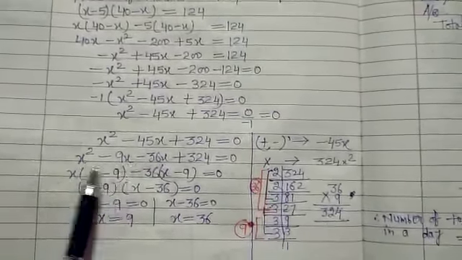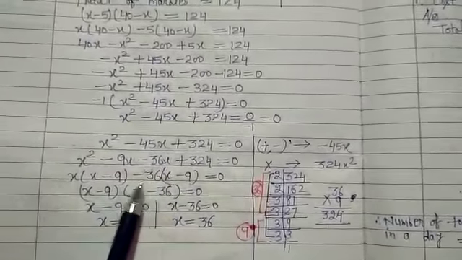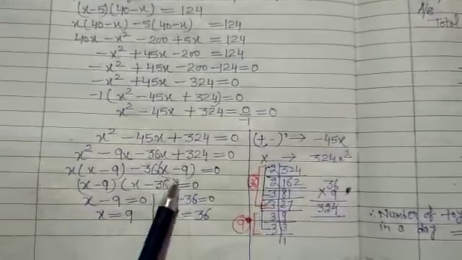When we take the common from the first two terms, X is common here, and it becomes X minus 9. From the last two terms, minus 36 is common. Inside the bracket, these two terms should be the same.